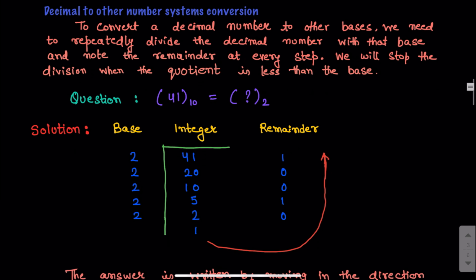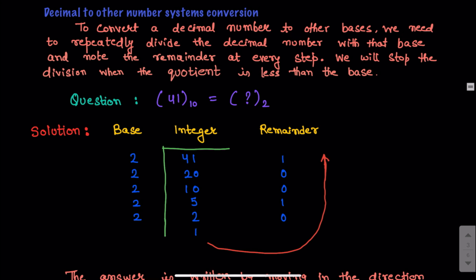Let's move further. Now we'll do the other way around. Till now we had converted the binary to decimal and octal to decimal and hexadecimal to decimal. So let us learn how can I convert decimal to other number systems. To convert the decimal number to other bases, we need to repeatedly divide the decimal number with that base and we note the remainder at every step. We will stop the division whenever the quotient that you obtain is less than the base.